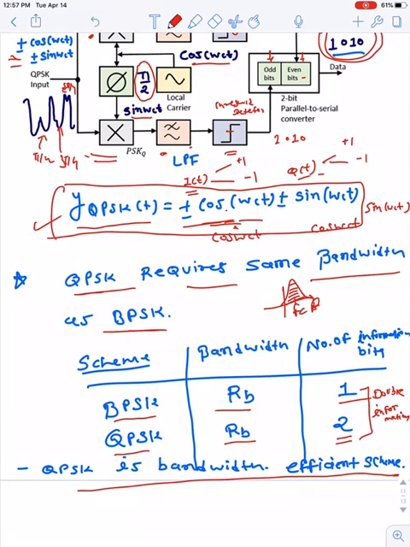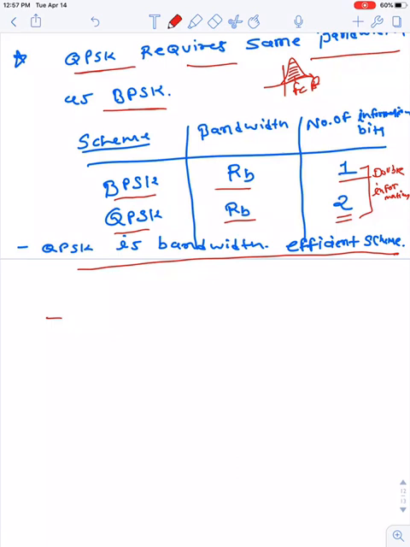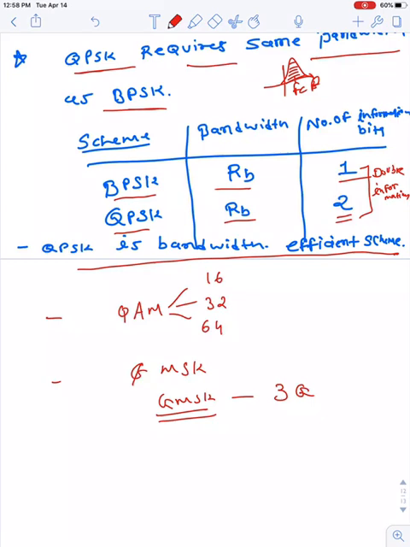In the next lecture, which will be the last lecture for my portion, we will discuss the QAM scheme, quadrature amplitude modulation scheme. We will see the different variants of this, 16 QAM, 32 QAM, and 64 QAM, like this. Then we will discuss the last topic, Gaussian minimum shift keying. Gaussian minimum shift keying is very important because it is used in the second generation GSM system.